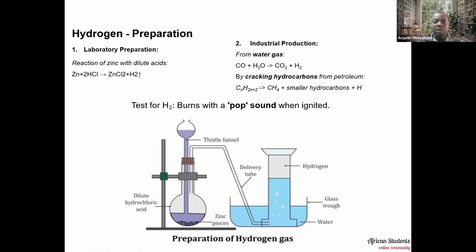Very important. The next thing is properties and uses of hydrogen. Let's look at the properties first. One of the properties is that it is the lightest gas that we have on Earth. It is colorless and odorless. It is highly flammable, so it can easily catch fire. We must be careful around hydrogen, whether we are working with it or we are in a lab where it is being used.